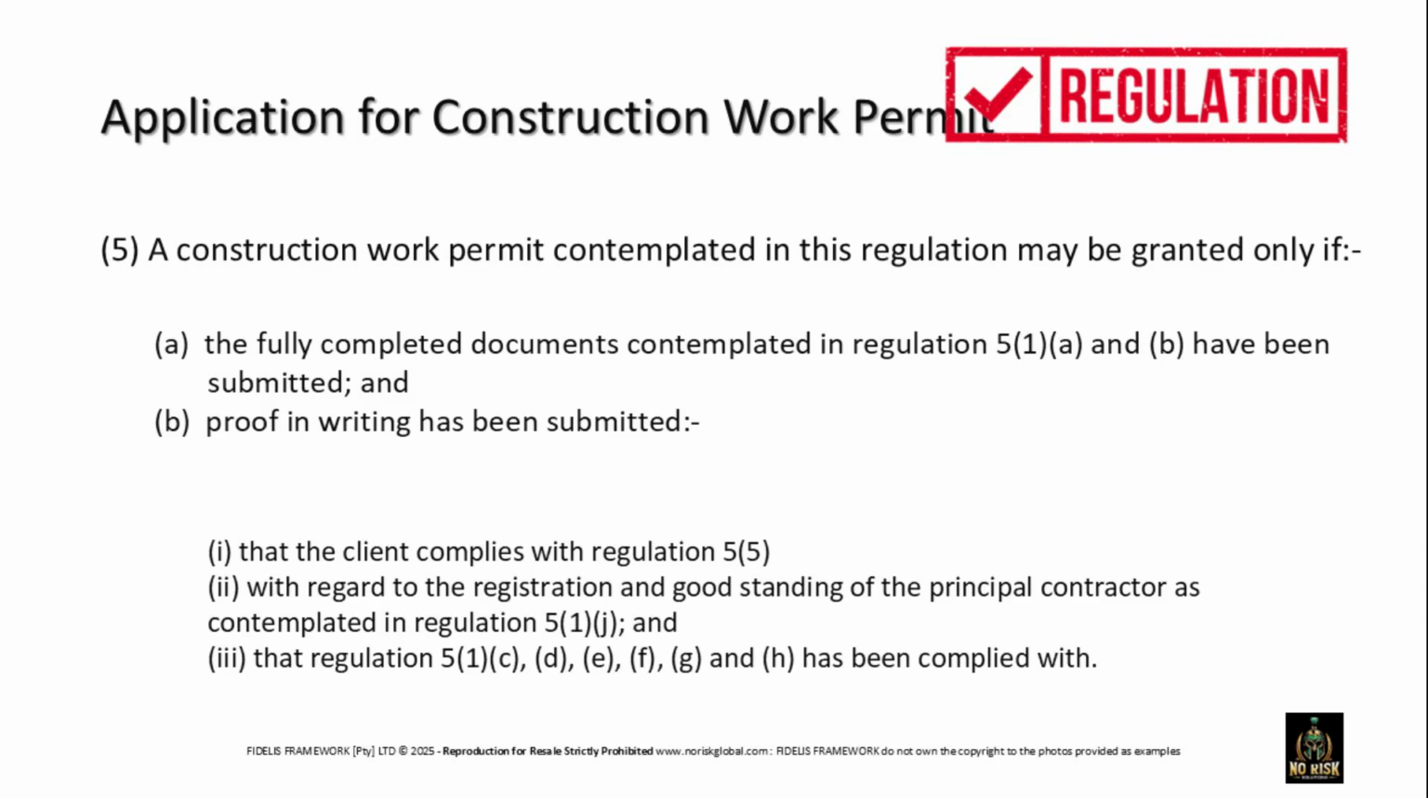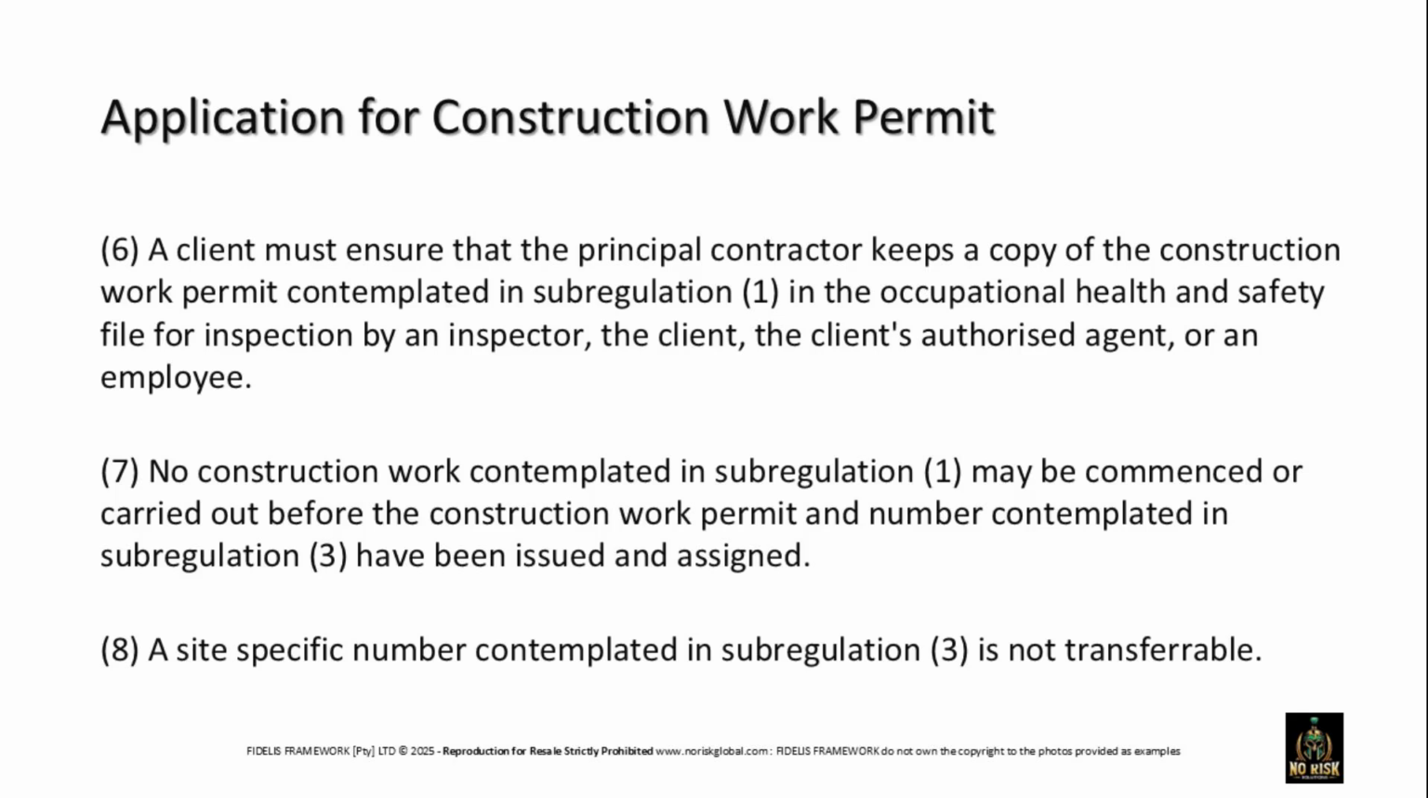A construction work permit may be granted if all required documents are submitted and the client complies with regulations, ensuring the principal contractor's good standing. Clients must ensure the principal contractor maintains a copy of the health and safety file for inspection. No construction work can commence without the assigned permit and site-specific number.